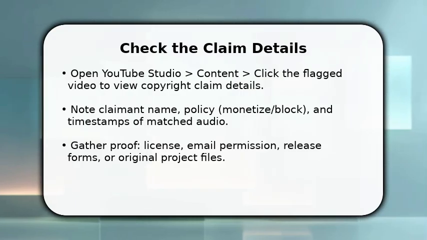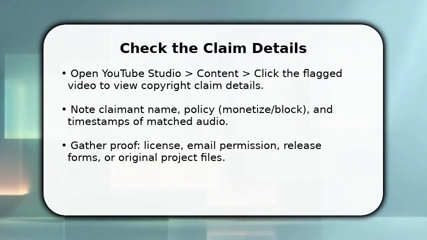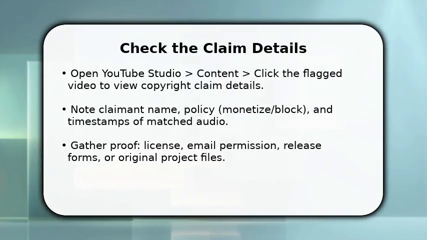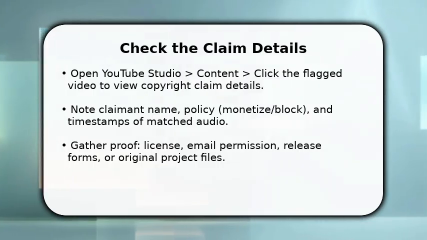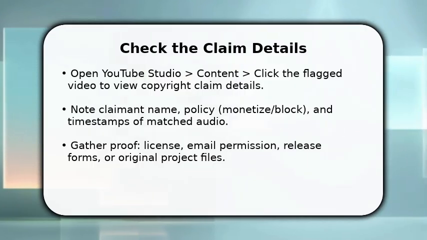You start by opening YouTube Studio and reading the claim details. This tells you who claimed it and why. Once done, download or screenshot the claim page and export your original project files so you can prove ownership. Make sure to locate the exact timestamps and matched audio fingerprint. That determines whether you can trim or swap the song.